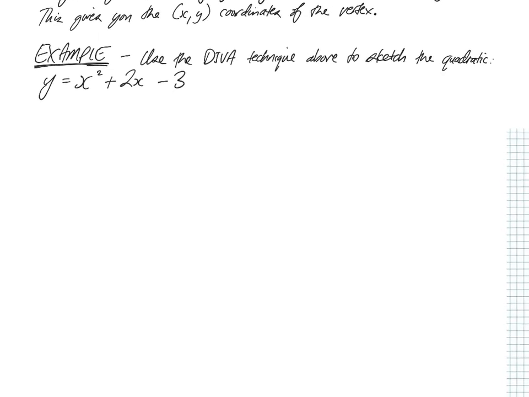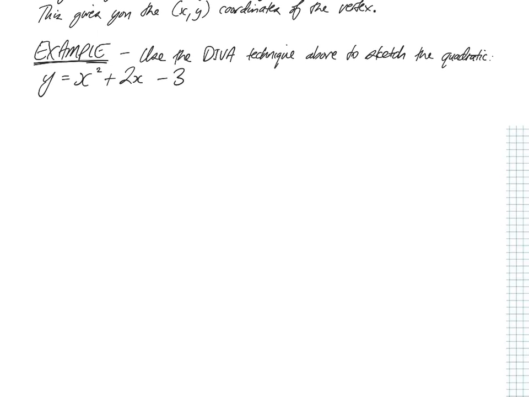Keep in mind the idea of DIVA: direction, intercepts, vertex, and axis of symmetry. But also keep in mind that when you're actually doing the maths, you do the axis of symmetry first, because it is used to find the vertex. So let's do it in order.